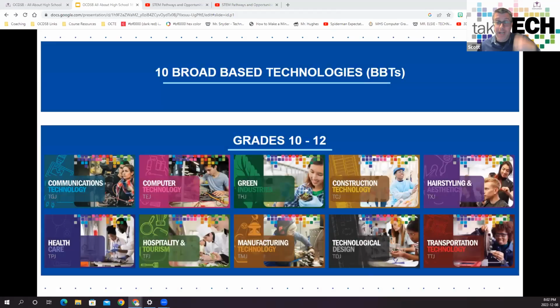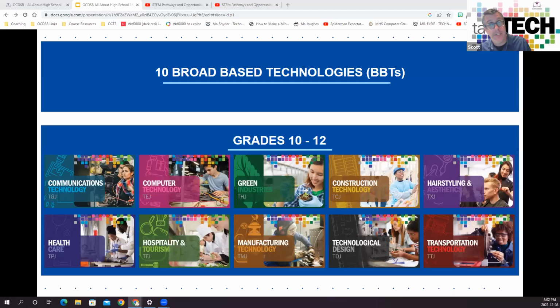So all schools in Ontario have the option of offering one of 10 broad-based technologies. And some schools offer multiple of these, some will offer fewer. It really depends on the size of the school. But there are 10 different options for students when they go into trades and technology.